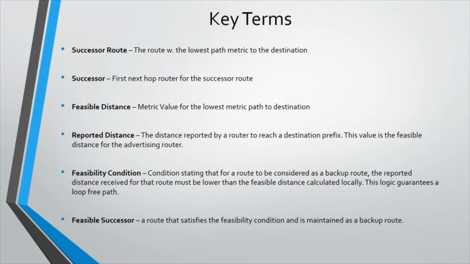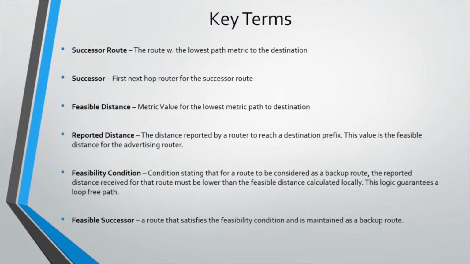But basically, say you have two paths to a network. We just went over reported distance and feasible distance. So I have two paths to a network. I know one is the best path, and I know my feasible distance. So say my feasible distance from the last one, I said it was $30 to get to network X. Now another router is telling me, hey, I know how to get to network X too.